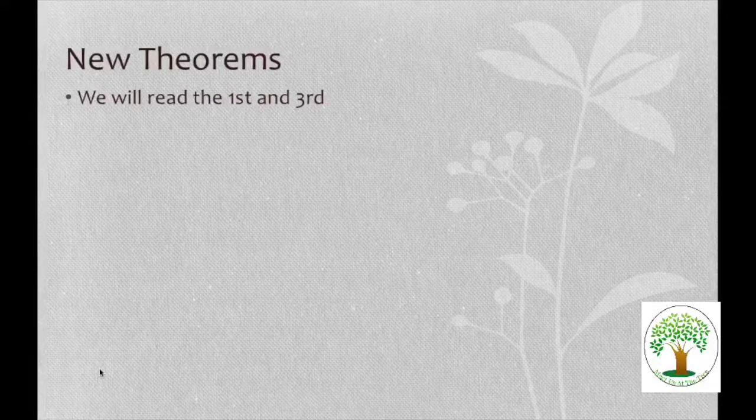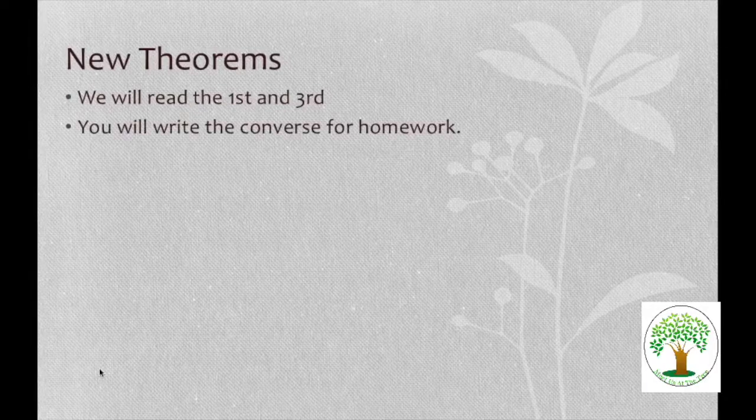Perpendicular bisector theorem. If a point is on the perpendicular bisector of a segment, then it is equidistant from the endpoints of the segment. Good job. All right, can you read the third one, Brett? Angle bisector theorem. If a point is on the bisector of an angle, then it is equidistant from the two sides of the angle. Very good.